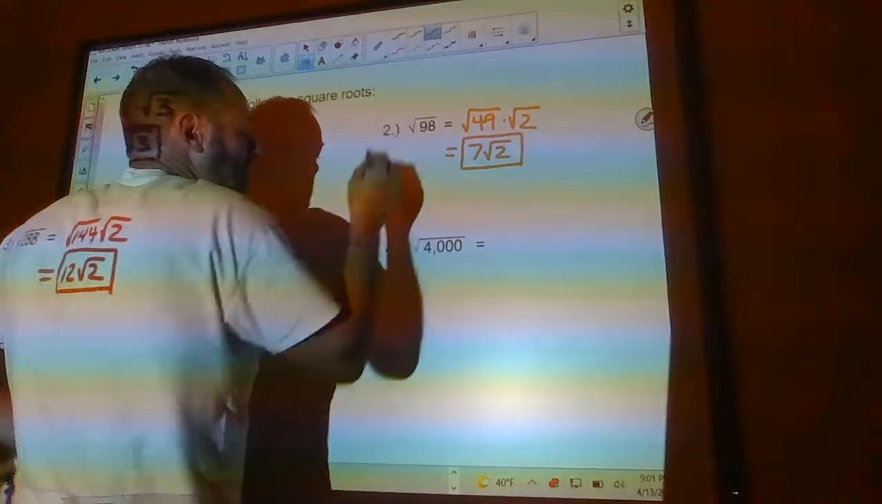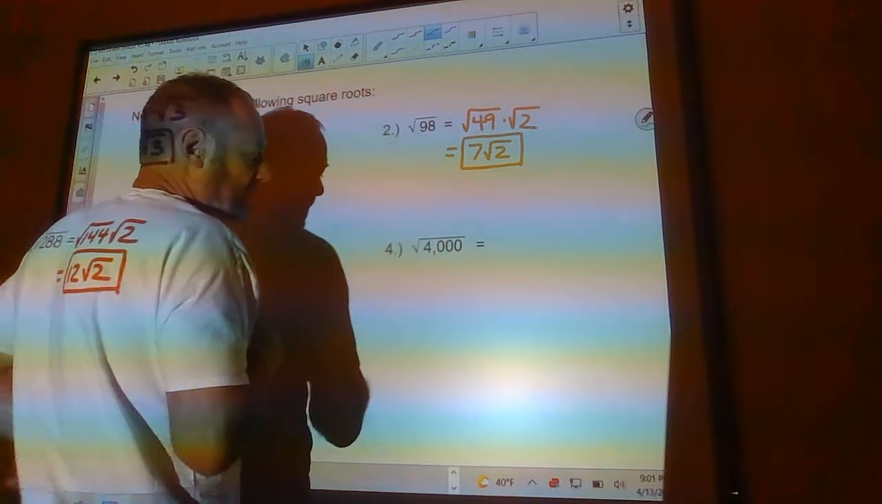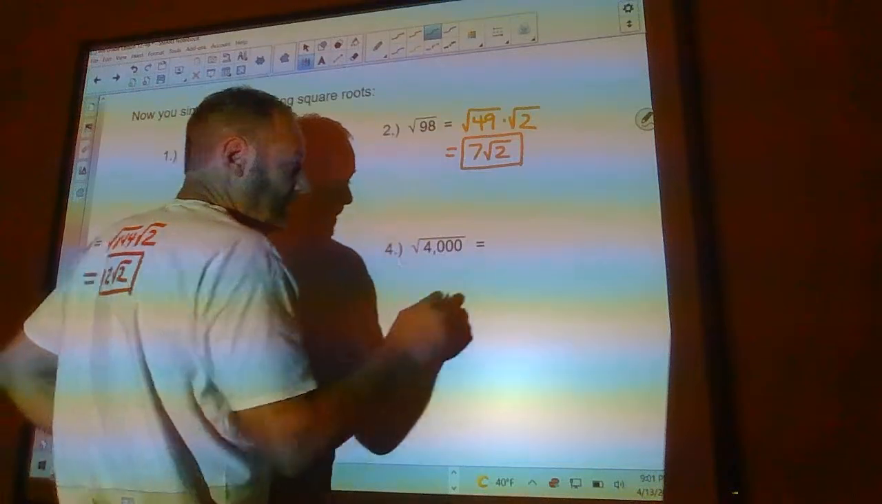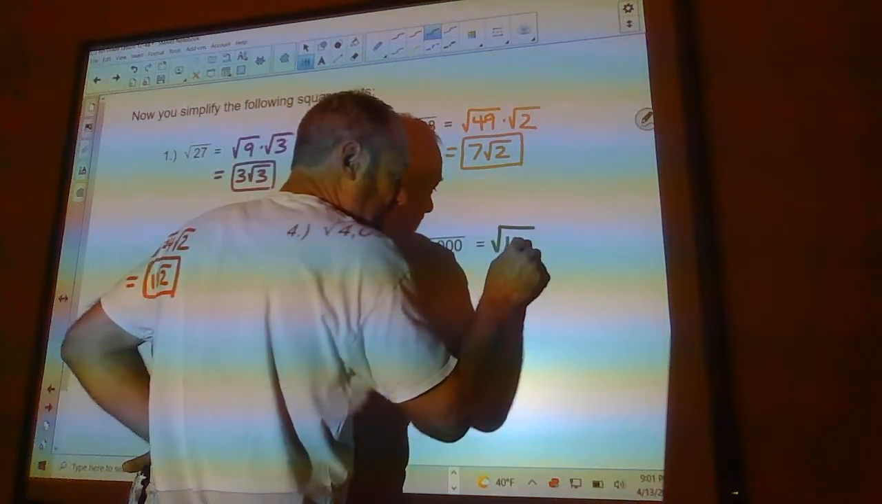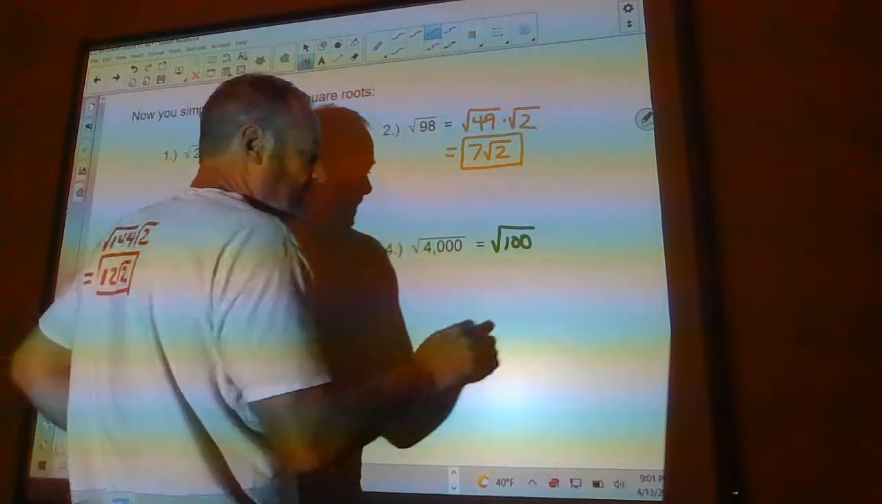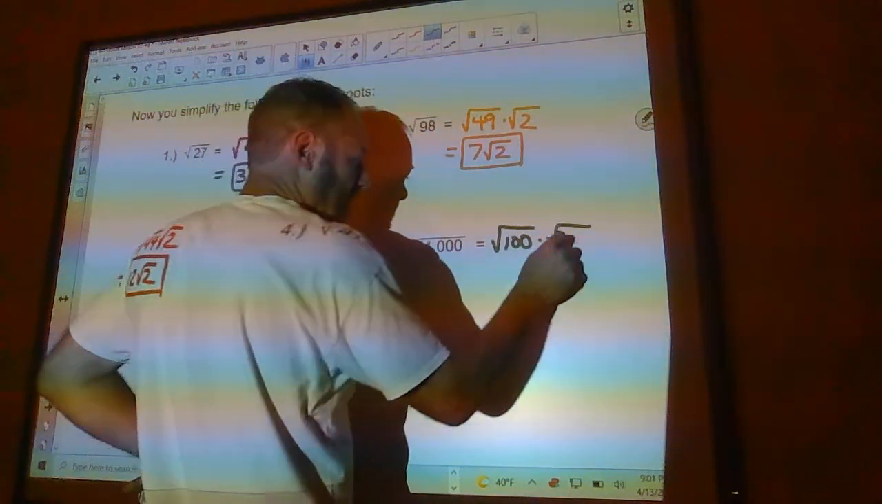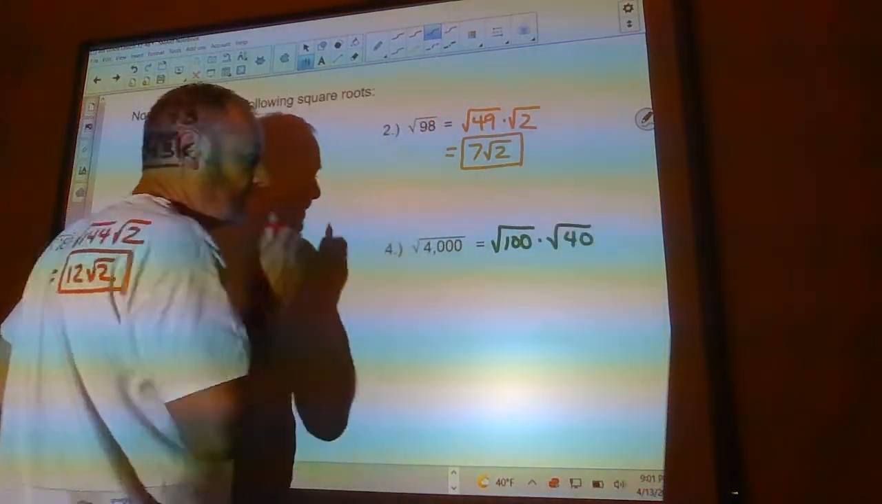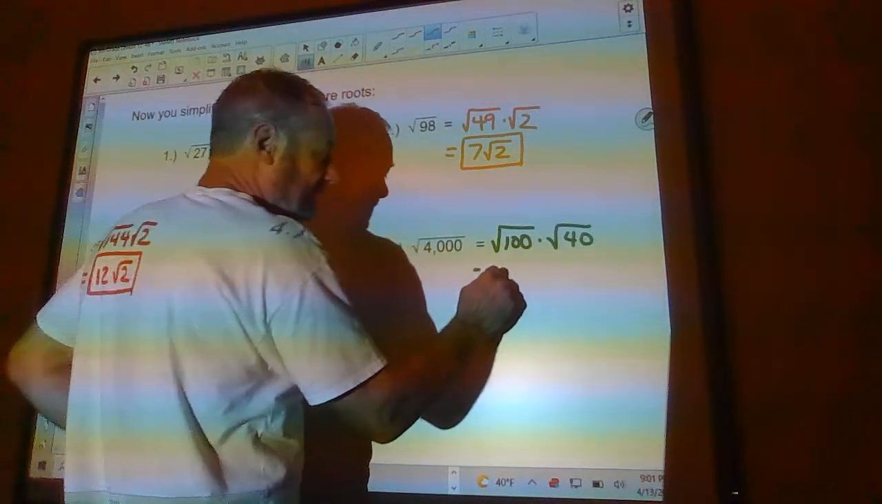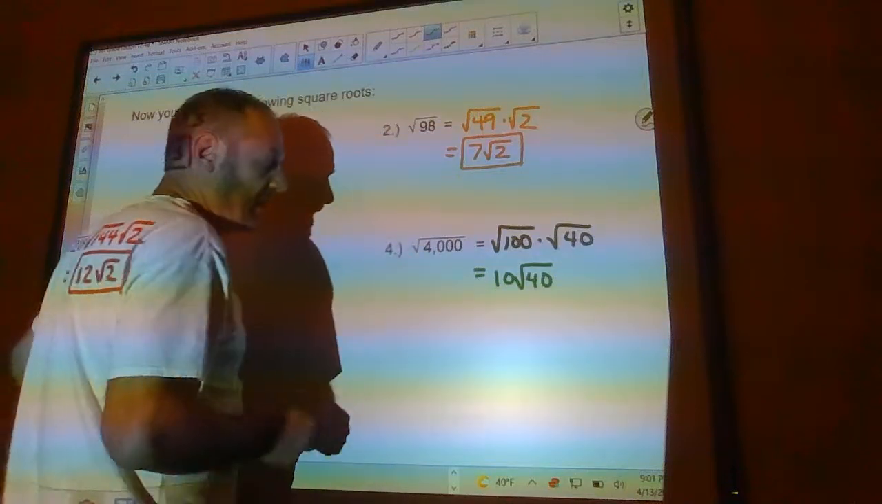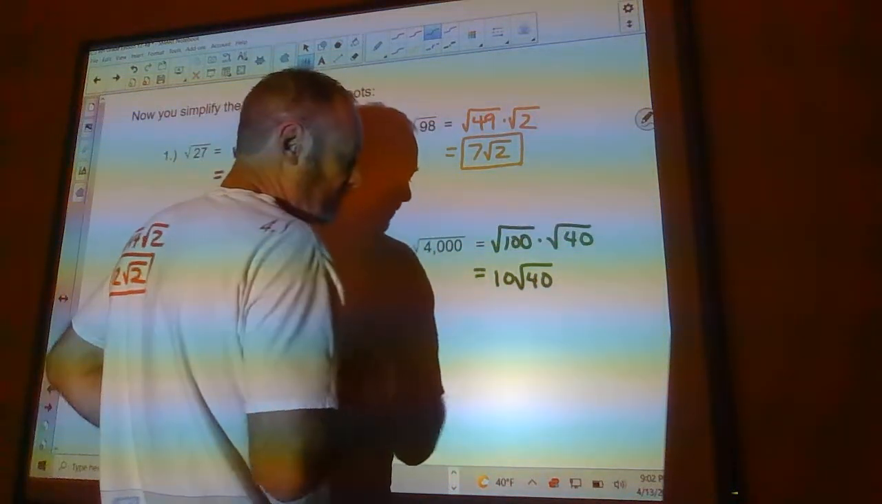And then you've got the square root of 4,000. Well, let's see. 100's a perfect square. I could make this the square root of 100 times the square root of what? 40. Okay, so this would be 10 square root of 40. But you know what? 4 will go into 40.